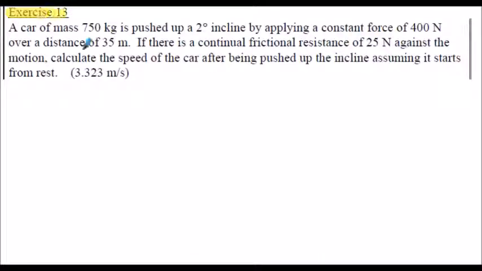Exercise 13, quite a complicated problem here. This time we have a car of mass 750 kilograms and it's pushed up a slope of 2-degree incline by applying a constant force of 400 newtons. And that's applied over a distance of 35 meters. We're informed there is a continual frictional force of 25 newtons against the motion. We've got to calculate the speed of the car after being pushed up the incline, assuming it commences from rest at the bottom of the incline. The answer is shown here.